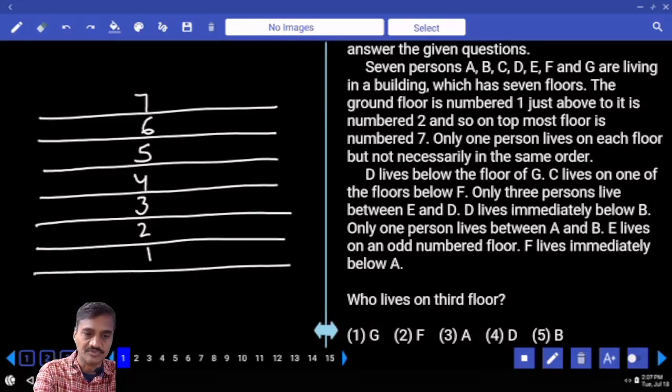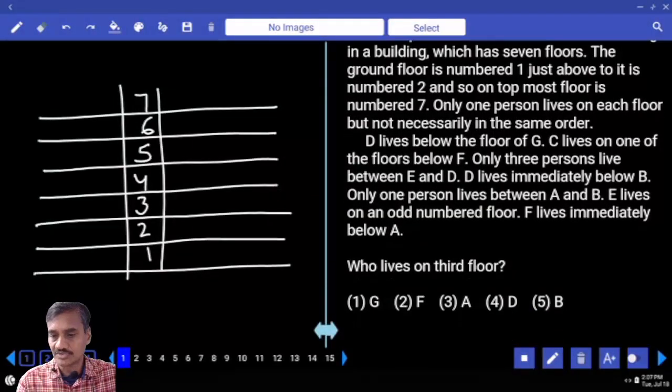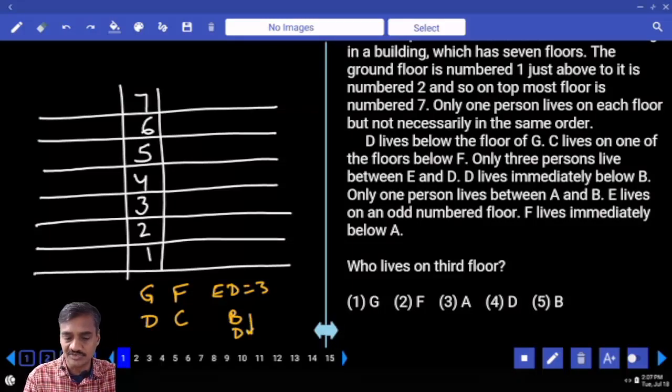Then coming to the conditions. D lives below the floor of G. Where is this D? D is below the floor of G, and C lives on one of the floors below F. Only 3 persons between E and D. In between E and D, how many persons are there? There must be exactly 3. D lives immediately below B, and only 1 person lives between A and B.